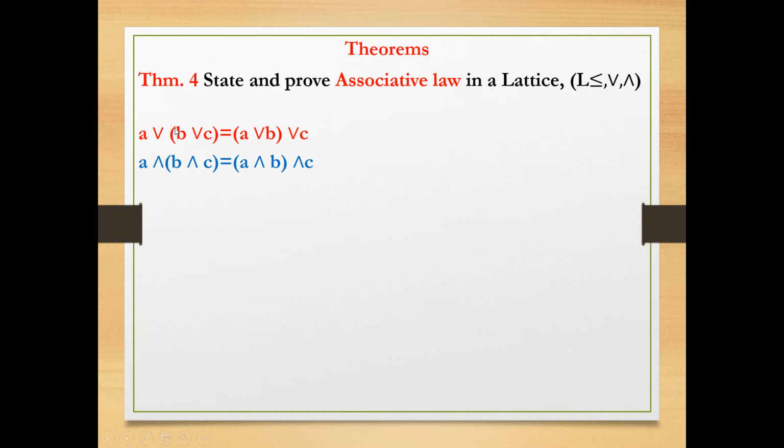That means firstly we will have to solve B join C on the left hand side, and then we have to solve it with A. Similarly, on the right hand side we have to firstly make the join of A and B, and then the resulting element will be joined with C. But the associative law says both of them are equal, and similarly for meet also. So we shall prove the result for join, and the result for meet will hold similarly. You can prove it on your own.